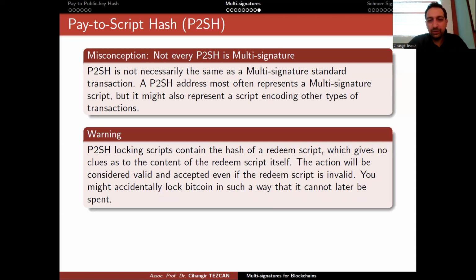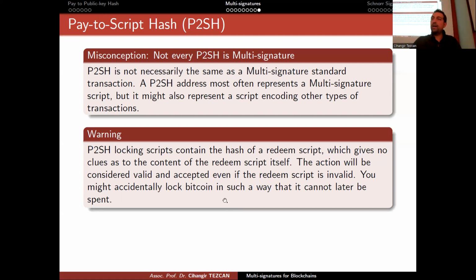But now we have to give some warnings. Pay-to-script hash locking scripts contain the hash of a redeem script. So you have the script, you compute SHA-256 and RIPEMD, so you end up with 20 bytes, and this is actually the hash of your script, right? This is what you use to redeem it, which gives no clues as to the content of the redeem script itself. The transaction will be considered valid and accepted even if the redeem script is invalid. You might accidentally lock Bitcoin in such a way that it cannot later be spent. So this is the main problem, okay?